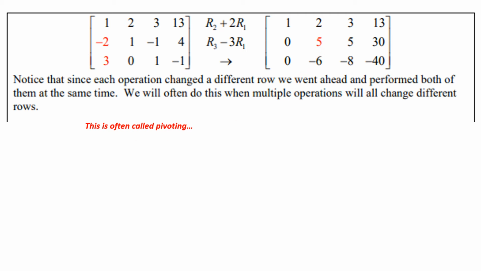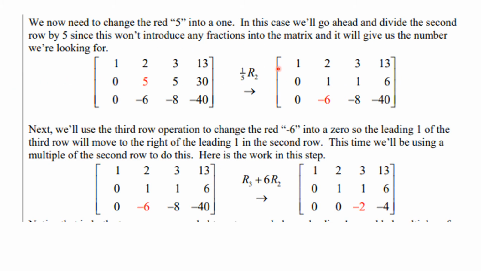The next thing we're going to work on is getting this to be a 1. And the way we get that to be a 1 is by multiplying all the way through, again a row operation, by 1/5, and that becomes the new row 2. And then what we need to do to get this into row echelon form is eliminate the -6. So we take row 3 plus 6 times row 2, and that will give us this 0, and that's what we want.